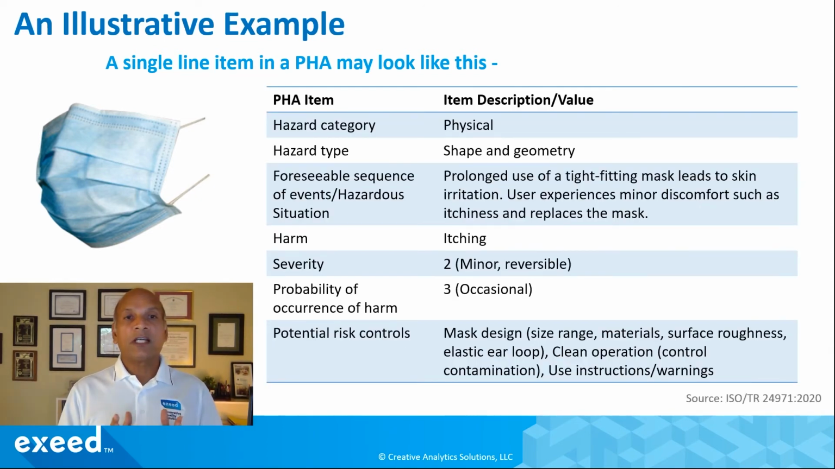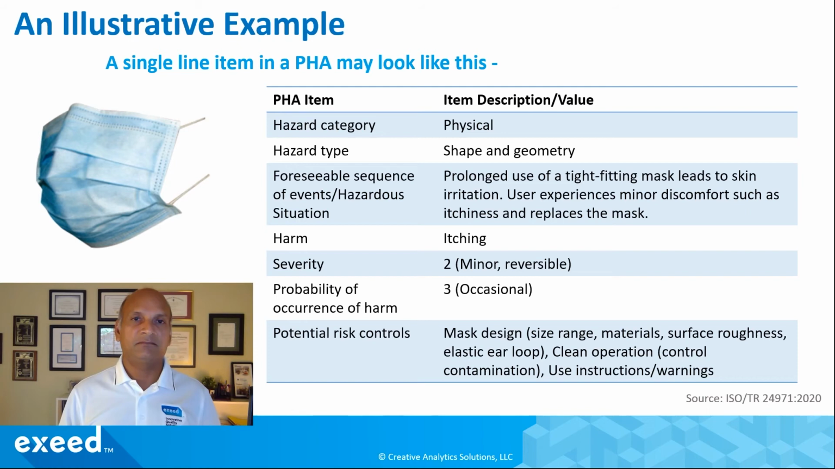Hazard category. We're going to look at a hazard category, just a physical, very simple scenario. And this is only one line item in a PHA. Okay. We are looking at hazard type as a shape and geometry of this mask. Foreseeable sequence of events. We're going to think about a situation where prolonged use of a very tight fitting mask leads to skin irritation. User experiences minor discomfort such as itchiness, but they are able to replace it before things get worse and they may have more complicated skin reaction.